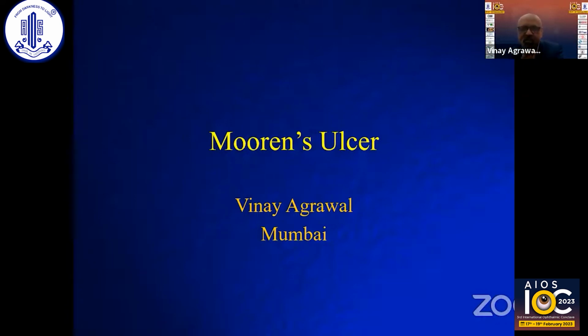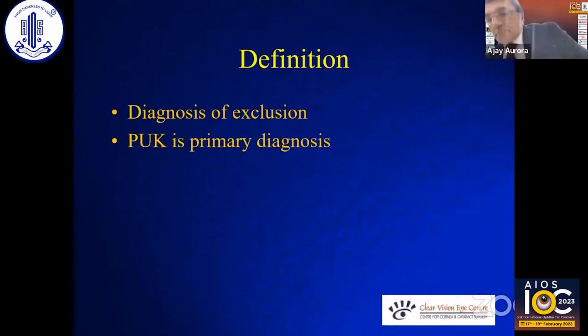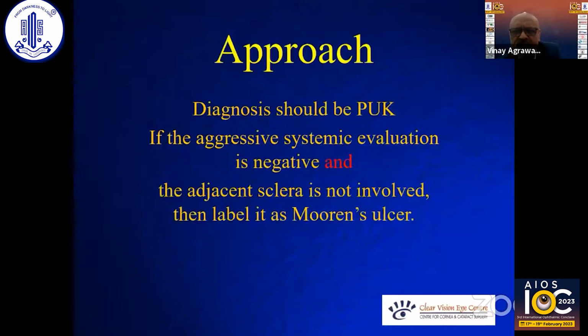So we'll be talking about Mooren's ulcer. This is something which is first and foremost a diagnosis of exclusion. It's very, very uncommon, so it should not be the primary diagnosis. However, it is equally important to understand that it should be there in the back of the mind of every corneal surgeon whenever we see a peripheral ulcerative keratitis. So the basic diagnosis would always be peripheral ulcerative keratitis, and only if we are able to exclude most other things should the label of Mooren's ulcer be utilized.